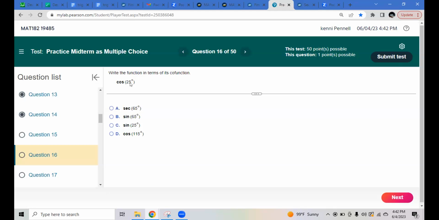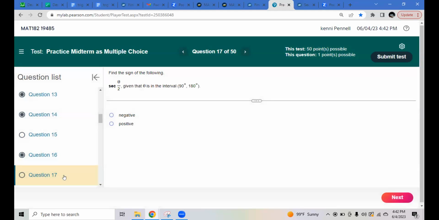All right, so let me do that one. Let me write that down real quick. Hold on. All right, so that means it's B, right? You're subtracting the given angle from 90. 90 minus 25. Yeah, so it's sine 65. Yes. Sweet. Okay, thanks.